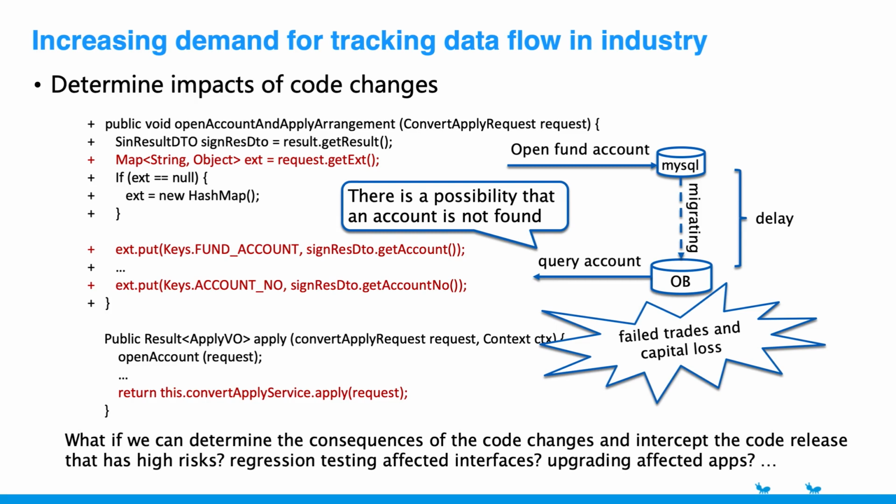So what if we can determine the consequences of the code changes? For example, the code change will add a new fund account. We mark it as a high-risk operation, intercept the code release, and require more sophisticated testing so that we may find the bug early. We can also apply it to similar cases such as regression testing of affected interfaces.